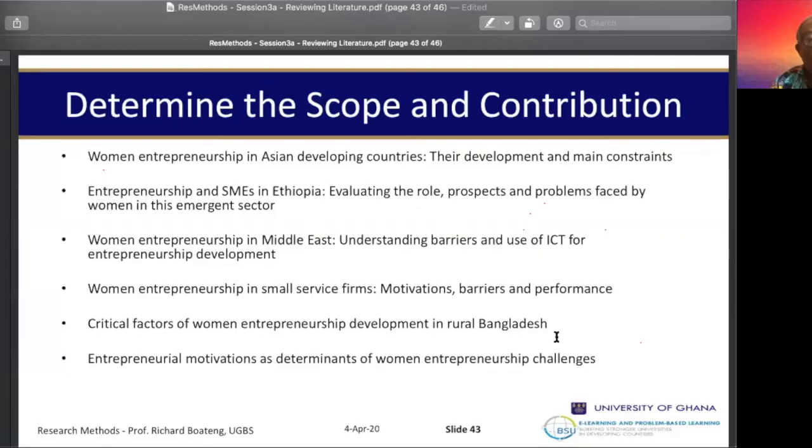Women in entrepreneurial motivations and determinants of women entrepreneurship challenges. The topic is women entrepreneurship. The context he has not mentioned here for us, but he emphasizes more about entrepreneurial motivation, which is going to be the contribution. So now we have all of these things outlined. Okay.